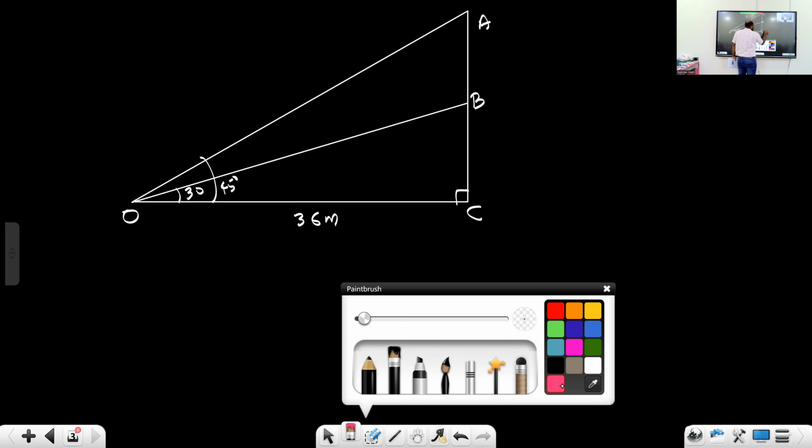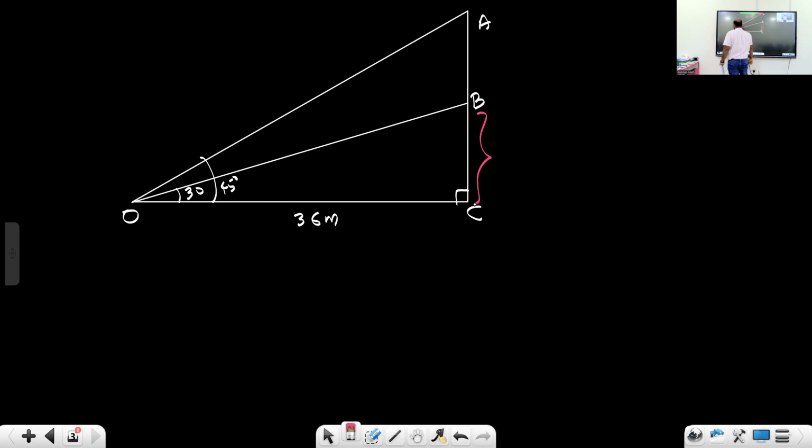Section B means you want to find this height. In triangle OBC, draw the diagram, don't waste the time. Now, according to this angle, what side do we want to find? Opposite. What side is given? Adjacent. What is opposite and adjacent? Which trigonometry ratio? Tan.